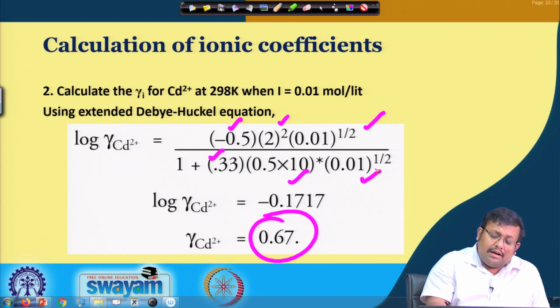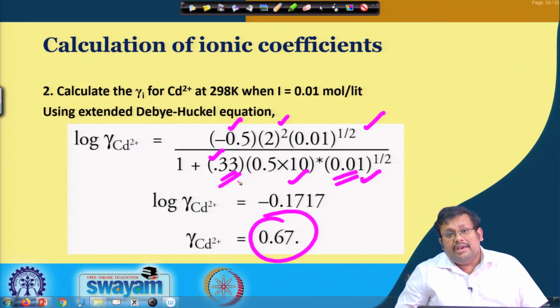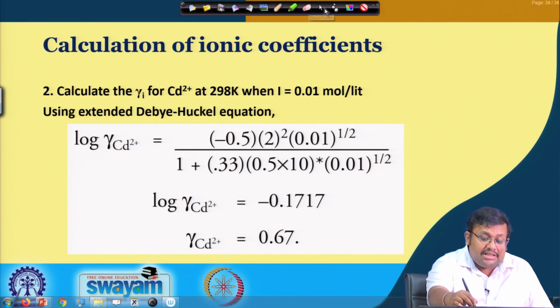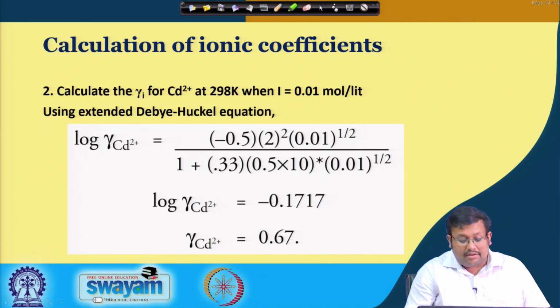Again we are basically using minus A Z I square over 1 plus B a I to the power half. As you can see, we are using 0.01 value of ionic strength here, and this is 0.33. We are using the value of B constant, which basically depends on the dielectric constant of the solution. So, this is how you solve the activity coefficient and ionic strength calculations.